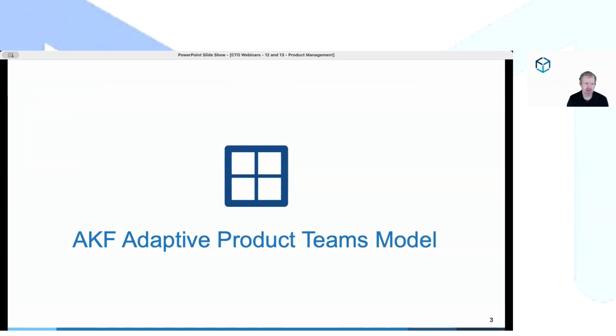So the first thing we want to start out with is something you probably won't see anywhere else, which is called our adaptive product teams model. What this is designed to do is to address your business model. One of the challenges we've seen in a lot of clients, particularly in different types of industries, is what does the role of product mean in your industry?